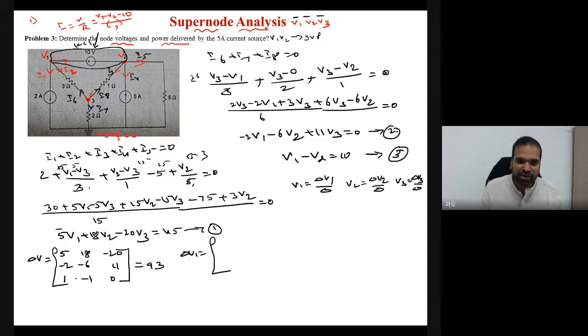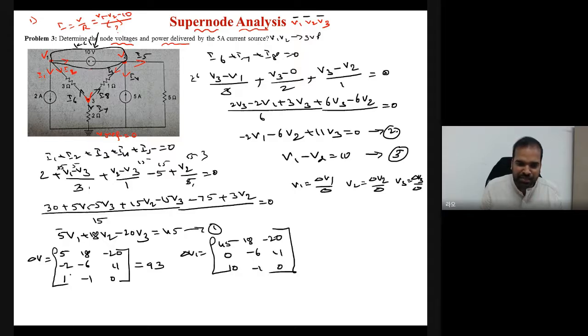Instead of V1 terms, you will write the constant values from equation 1, 2, 3. So from equation 1, the constant is 45. From equation 2, the constant is 0. From equation 3, it is 10. So the remaining V2, V3 variables are the same: 18, minus 20, minus 6, 11 and minus 1, 0.